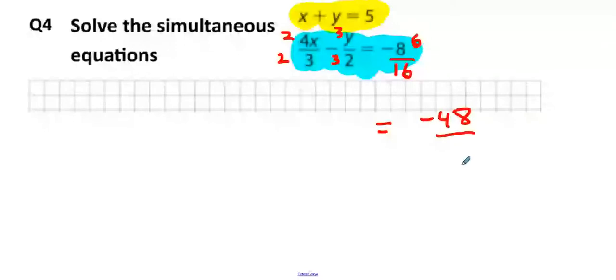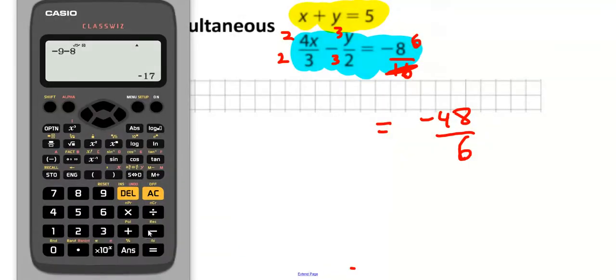Now, why should you get... Sorry. You should get minus 48 over 6. Why should you get minus 48 over 6? Because if you put that back into your calculator, what is it? If you put it back into your calculator, it's still minus 8. You haven't changed anything.